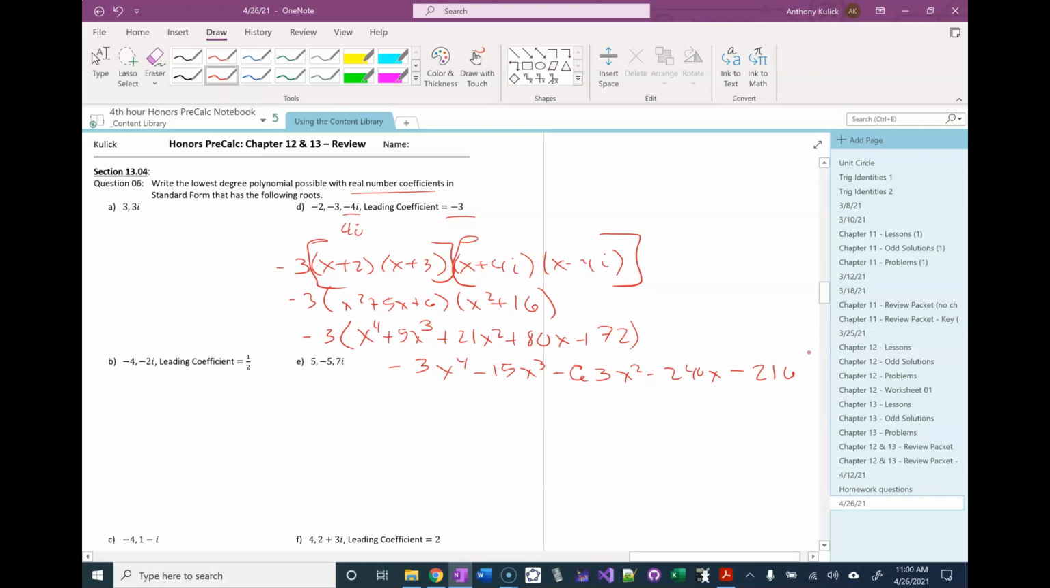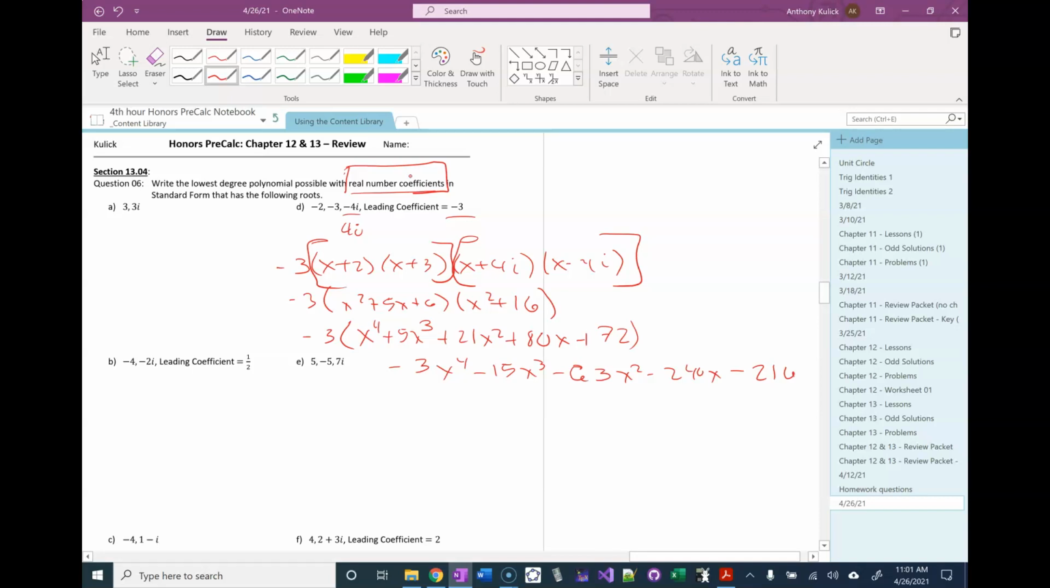Why do you have to include the x plus 4i and the x minus 4i? Because if you want real coefficients in your polynomial, you will not get them without the complex conjugate there. So if you did that with just negative 4i, when you FOIL that out, you're going to have i's in your coefficients, which means that you won't have real coefficients.